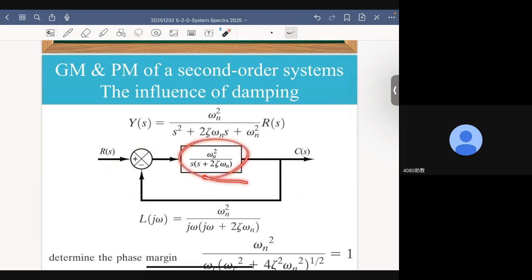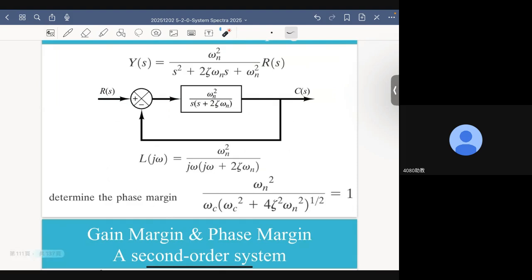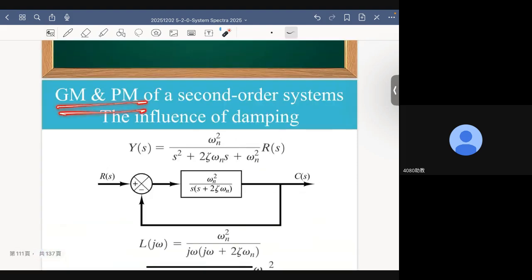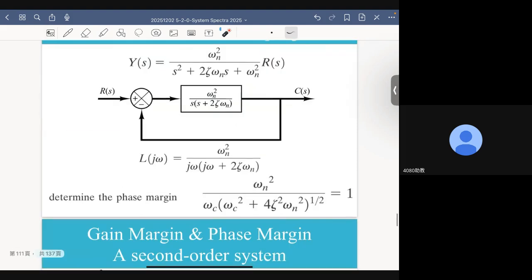And you know that the transfer function for this feedback control system is this, which is apparently a standard second order system. Now, remember, when studying gain margin and phase margin, the focus is on the loop transfer function, not this one, but the loop transfer function. Since we are in the frequency domain, I replace s by j omega, and this loop transfer function can be rewritten as this.